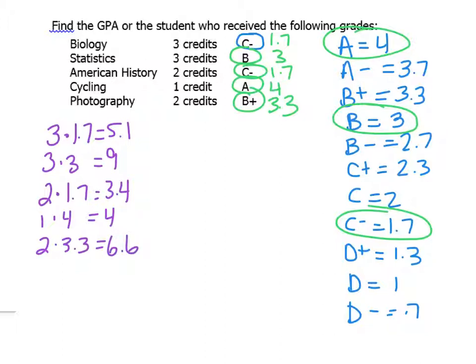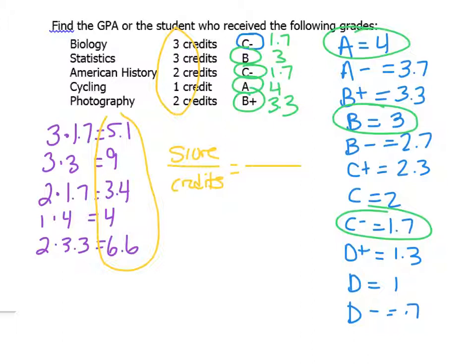So then the next thing we have to do is add up the score, and we have to add up the credits. And we divide their score by the number of credits. So I'm actually going to write that down. Score divided by credits. Okay? So their score, I'm going to add up these numbers right here. So 5.1 plus 9 plus 3.4 plus 4 plus 6.6.